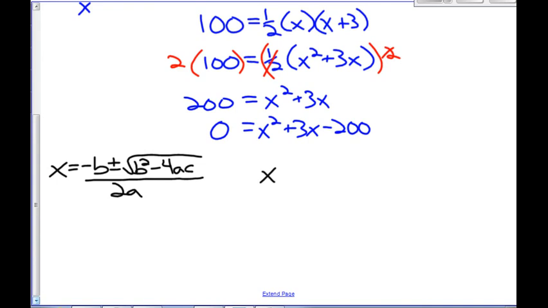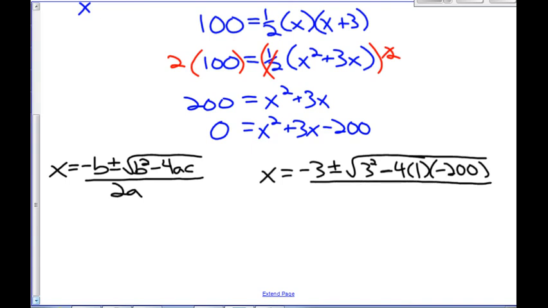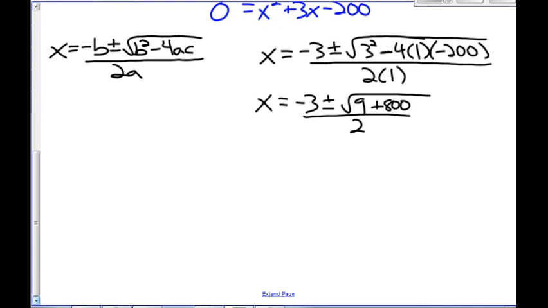Okay, so we'll sub in x equals negative 3 plus or minus the square root of 3 squared minus 4 by 1 by negative 200, all over 2 times 1. Negative 3 plus or minus 9 plus 800 all over 2. Or in exact terms, the solutions are negative 3 plus or minus root 809 over 2.